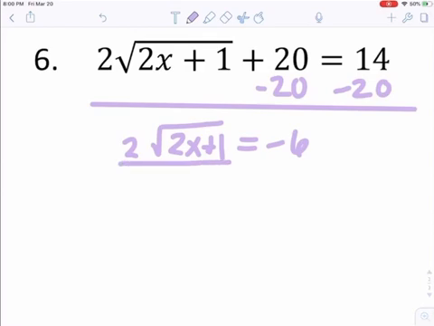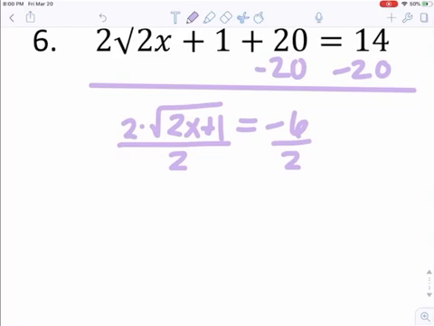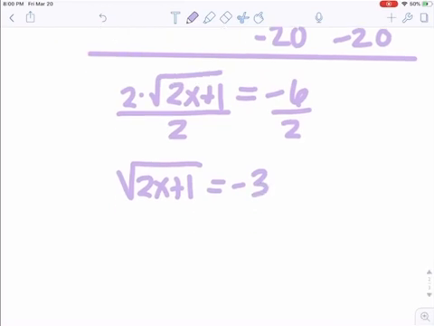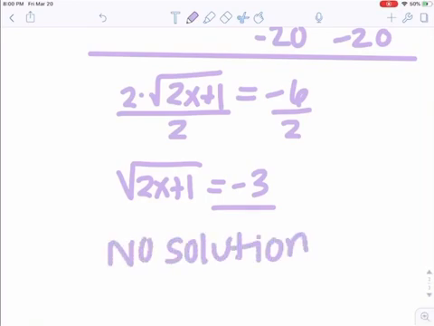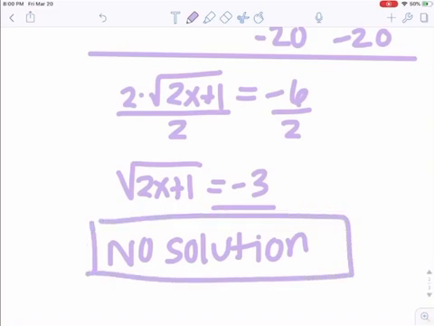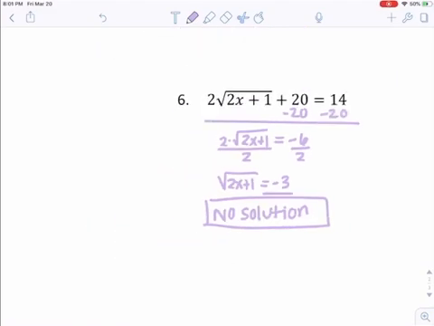Okay, divide by 2, because it's attached by multiplication. The opposite of multiplication is division. So I'm going to divide both sides by 2. I have the square root of 2x plus 1 equals negative 3. Well, I have an isolated radical that equals a negative number, even root, no solution. I'm going to stop myself right there. Done. And you wouldn't know this if you didn't isolate your radical. So always make sure you isolate your radical first.